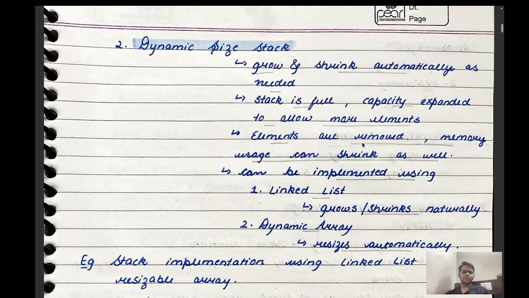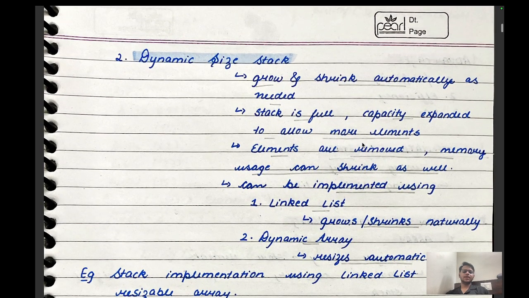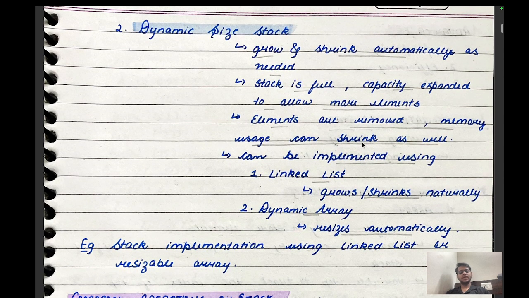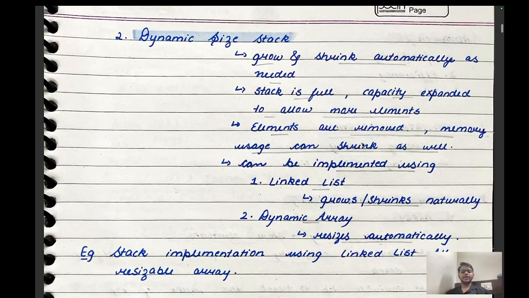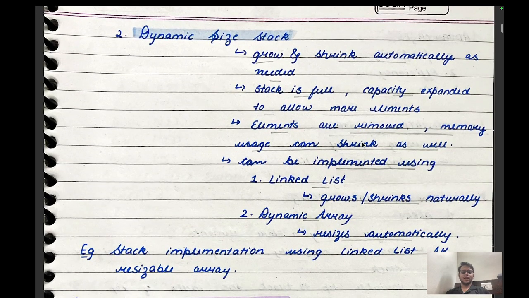Now, the second type of stack that we can see is the dynamic size stack. It grows and shrinks automatically as needed. If the stack is full, the capacity is expanded to allow more elements. When elements are removed, the memory used can shrink as well. It is implemented using a linked list or a dynamic array.